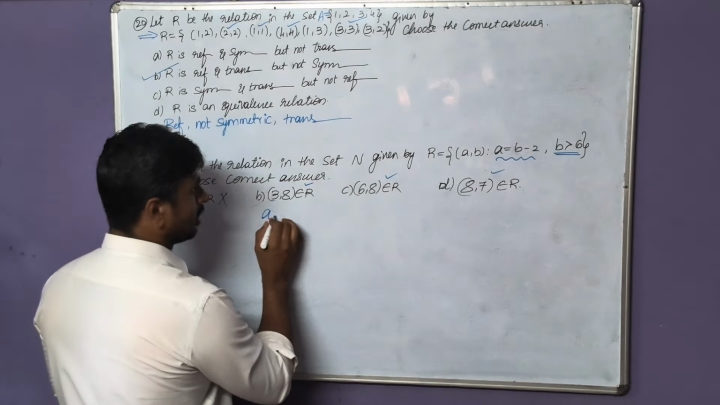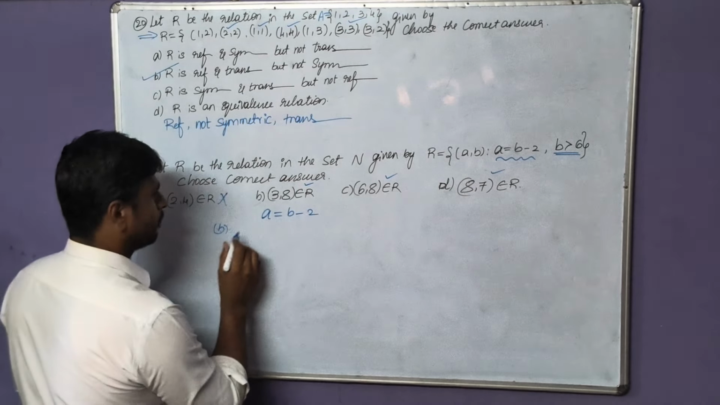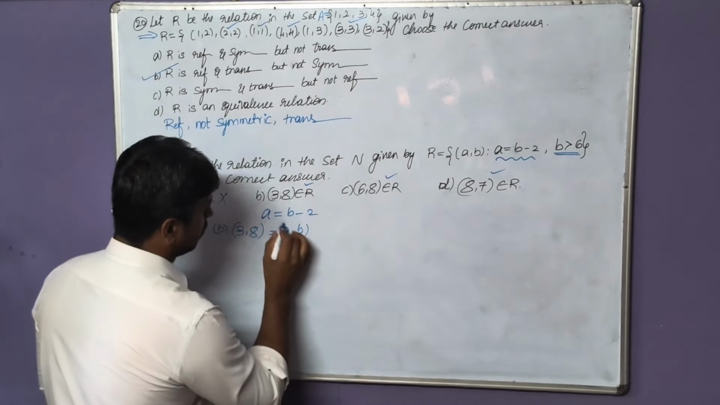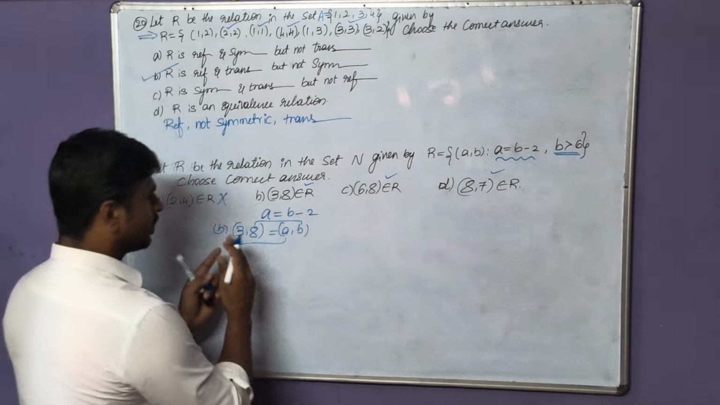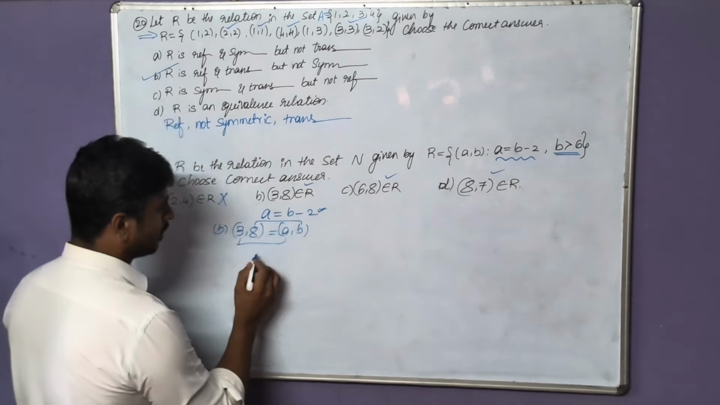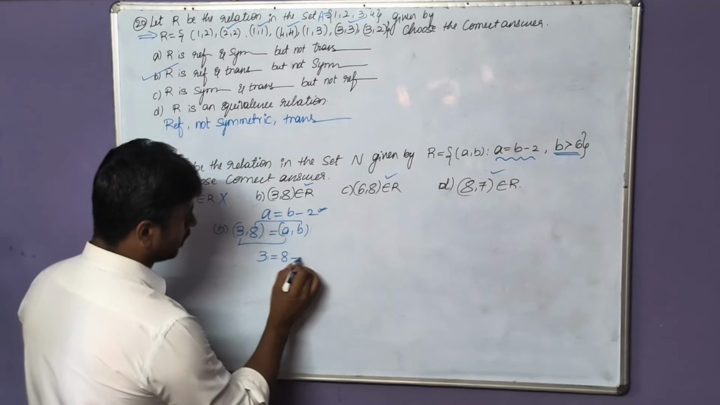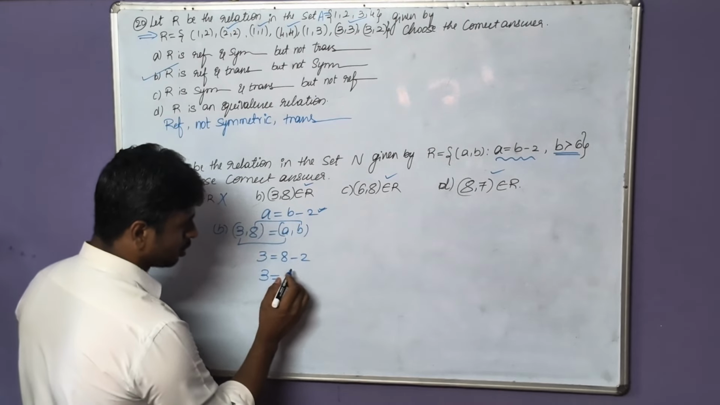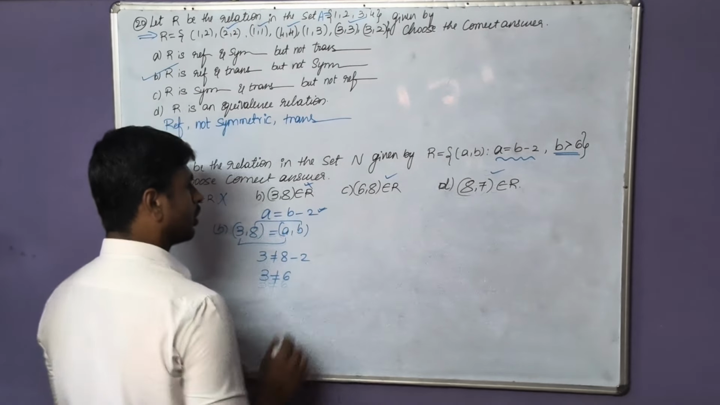The condition is given very clearly that the value of A must be B minus 2. If I assume the second option, (3, 8), as values of A and B respectively, then the value of A will become 3 and B will become 8. If I substitute the same into the given condition, will it satisfy or not? Let us cross check. A value is 3 is equal to B value 8, 8 minus 2. Does 8 minus 2 equal 3? What is 8 minus 2? 8 minus 2 is 6. So it is not equal. That means the second option is also not correct.